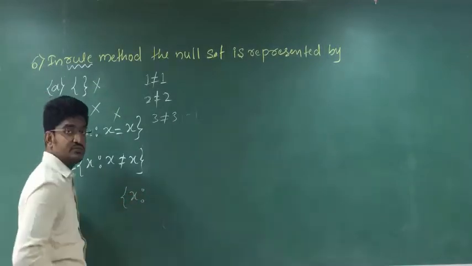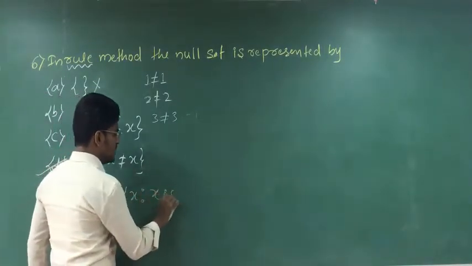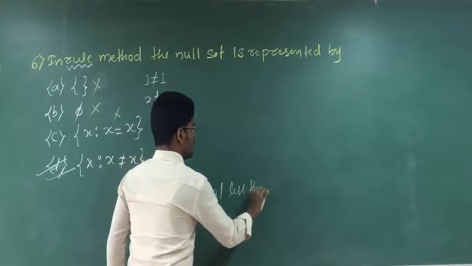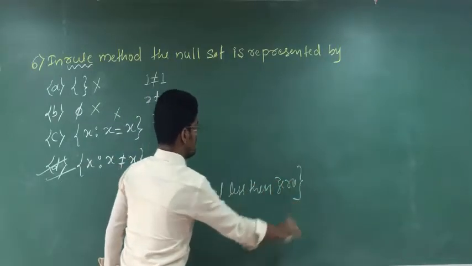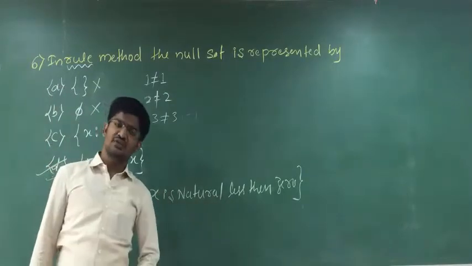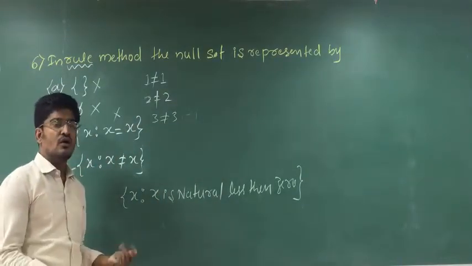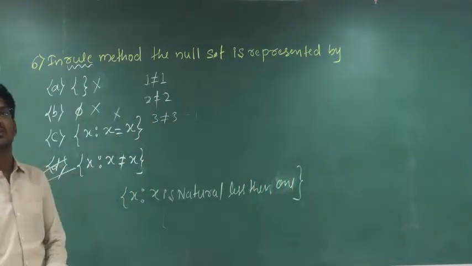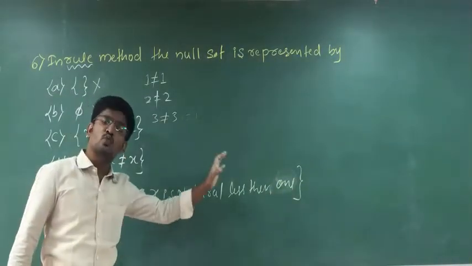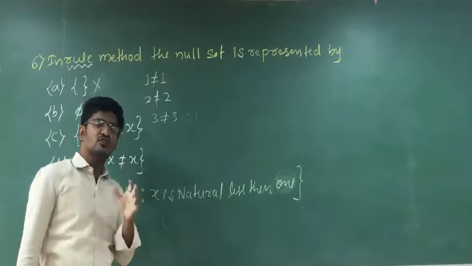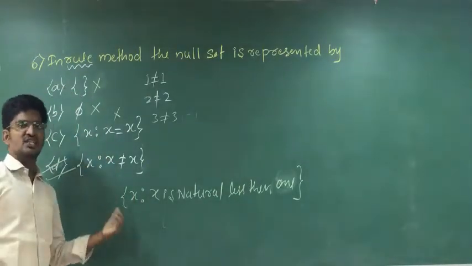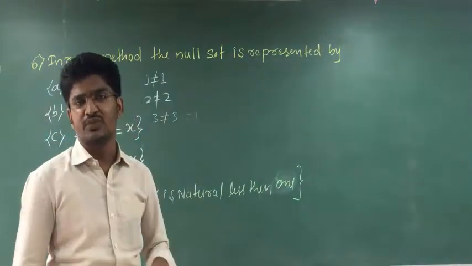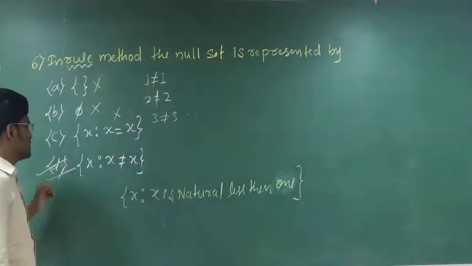x such that x is natural less than 0. Can you write natural numbers less than 0? No. Or can you write natural numbers less than 1? No. Are you getting my point? So x is a natural less than 1. That means here also you are not going to get any numbers. This is also a rule and this is also empty. But this is not given in your options. Like this you can write many rules to represent the empty set. Clear? But in these four, option D is correct.